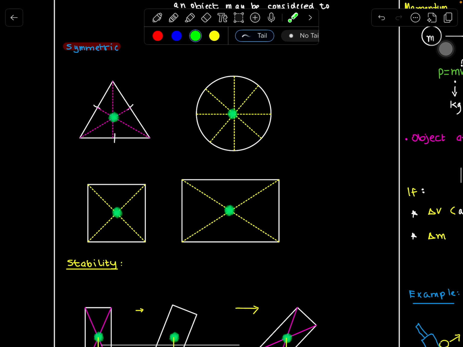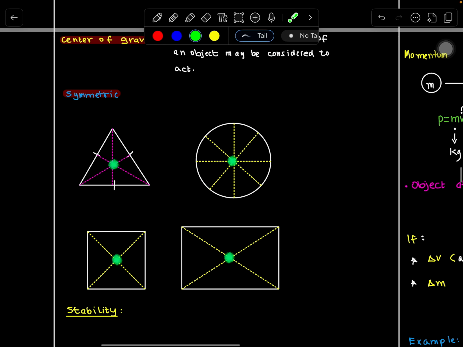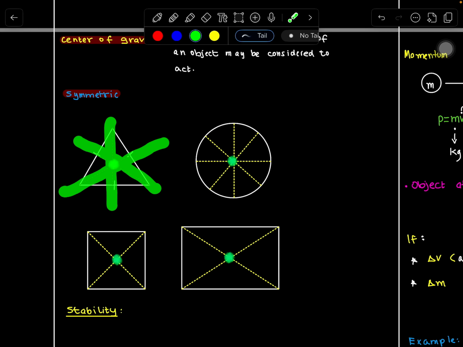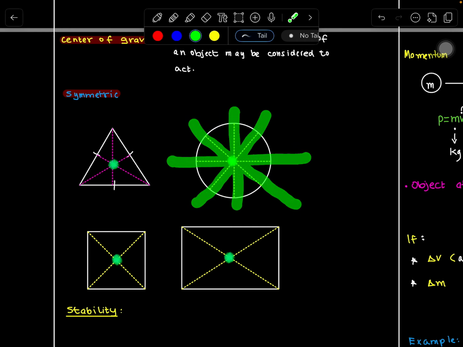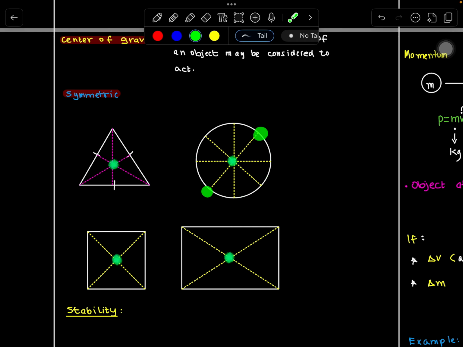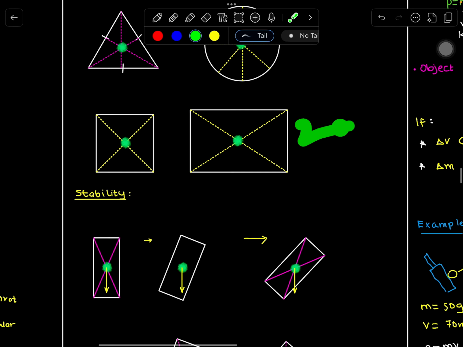For now, remember how you find the center of gravity of an object. If you have a symmetric shape, like a regular shape, you draw lines from its vertices, and wherever the lines intersect, that's your center of gravity. You might think a circle doesn't have any vertices or corners. You draw a line from any points on the circumference, and wherever the lines intersect, that is your center of mass. You do the same for these shapes.